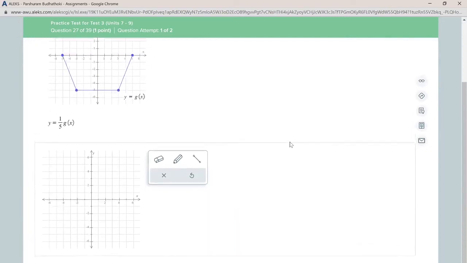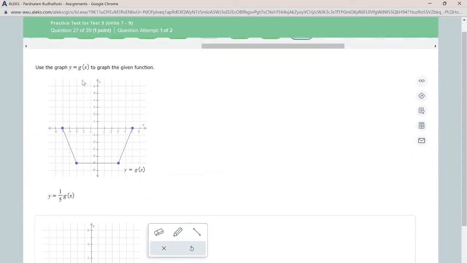Okay, so I guess yes, you have given y equals g of x, and you want to find the graph for 1/5 times g of x. So remember, this is your vertical shrinking, because you are multiplying the y coordinate of this graph by 1/5.